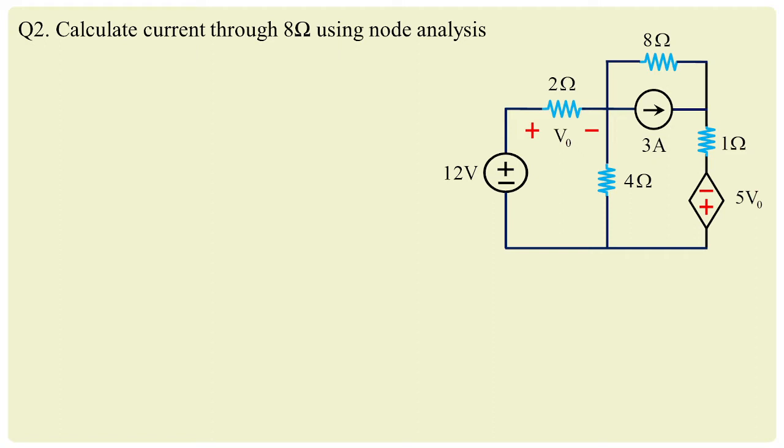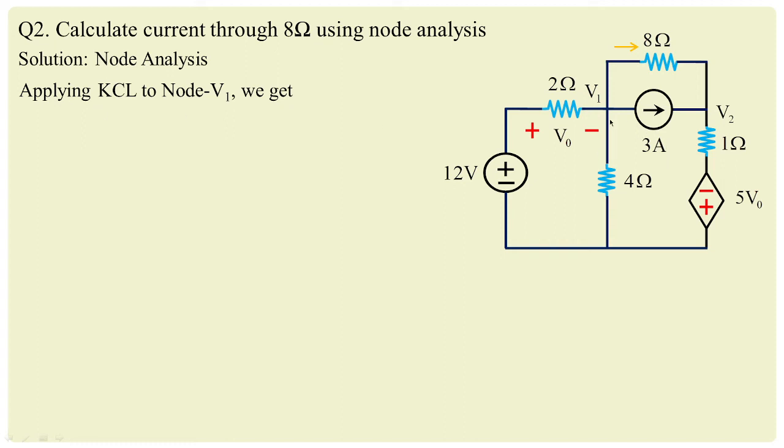Let us go with another example. We need to calculate the value of current through 8 ohms using node analysis. As per the given approach, we have to calculate the value of current in 8 ohms, then identify node voltage V1 at this point, and similarly node voltage V2 at this point. So we have two nodes over here.